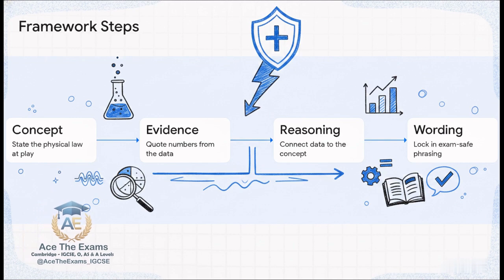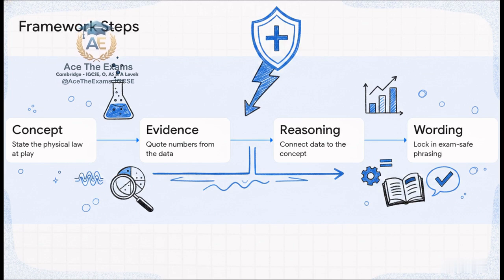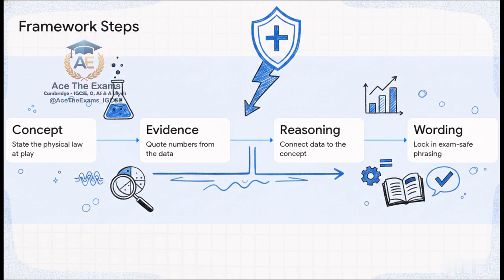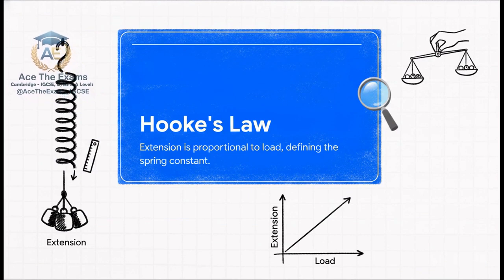Step 3, scientific reasoning. This is where you connect your data back to the concept using a specific equation or a logical step. And finally, Step 4, examiner wording. Lock the whole thing in with exam-safe phrasing. Use terms like directly proportional instead of a vague phrase like, it just goes up. Seriously, memorize this sequence. It's a lifesaver. Let's see how this builds when we apply it directly to a classic Hooke's law question.